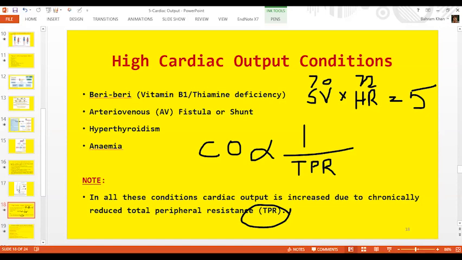The factors that affect cardiac output include heart rate, stroke volume, peripheral resistance, venous return. These are the factors. We will not go into the changes in the arterial pressure. Okay.